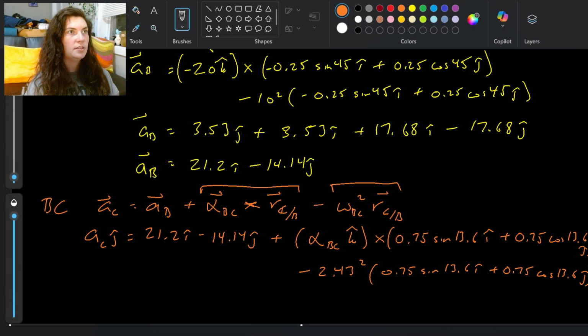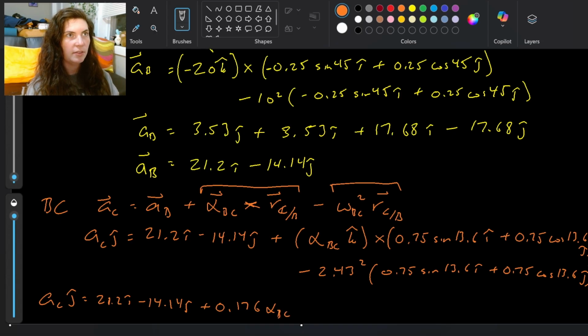Okay, so I'm going to multiply all of that stuff out and then separate it to its I and j components and solve for my acceleration of C. So if I simplify all of this, I'm going to get AC j hat equals 21.2 I hat minus 14.14 j hat. And then I have the alpha BC times the 0.75 sine, and I'm going to simplify that to a number. And k cross I is j, so that's going to be a plus 0.176 alpha BC.